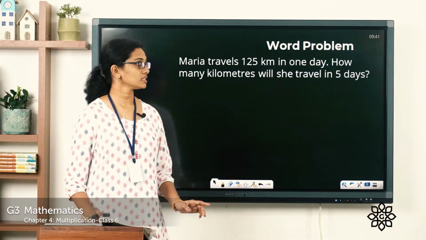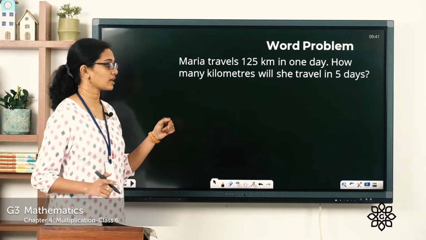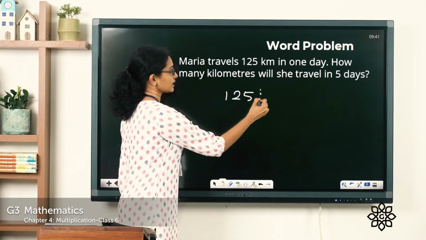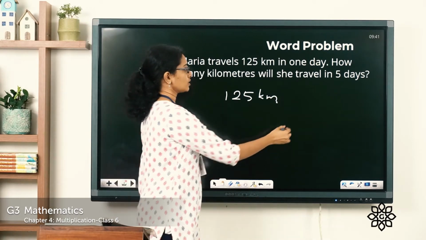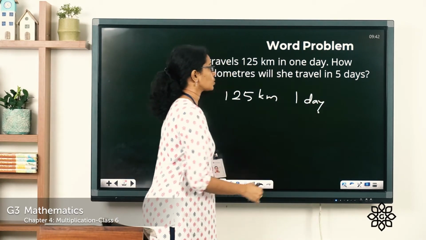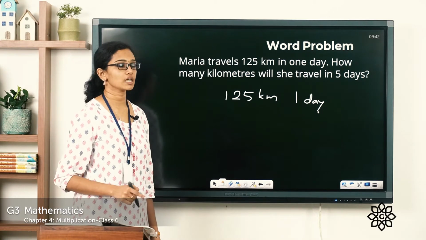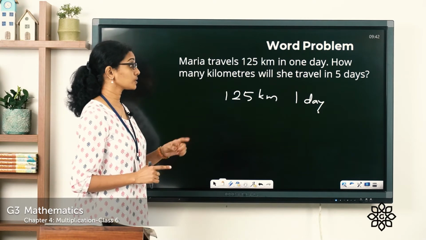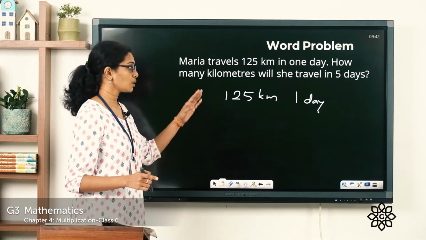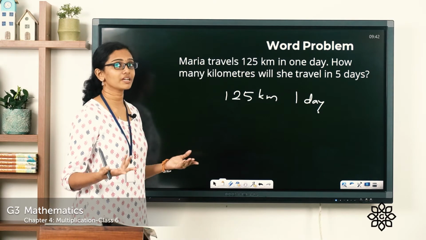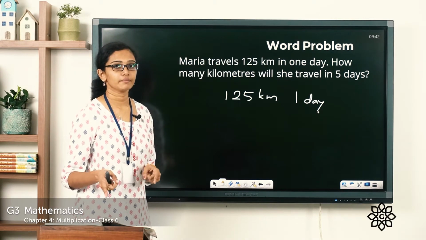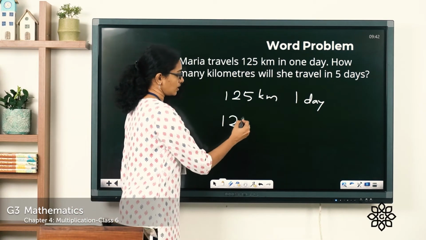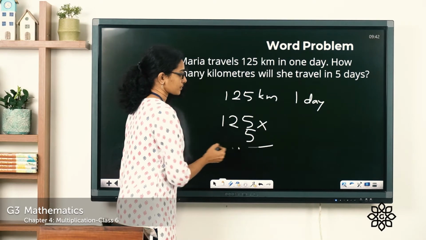So what is given in the question? You have the distance that Maria travels in 1 day. And how much is it? She travels 125 kilometers in 1 day. You are asked to find out the distance she travels in 5 days. How do you find that? If she travels 125 in 1 day, the distance she will travel in 5 days will be 125 plus 125 plus 125. How many times? 125 added 5 times, which is 125 into 5, right? So, we have to find out this 125 into 5.